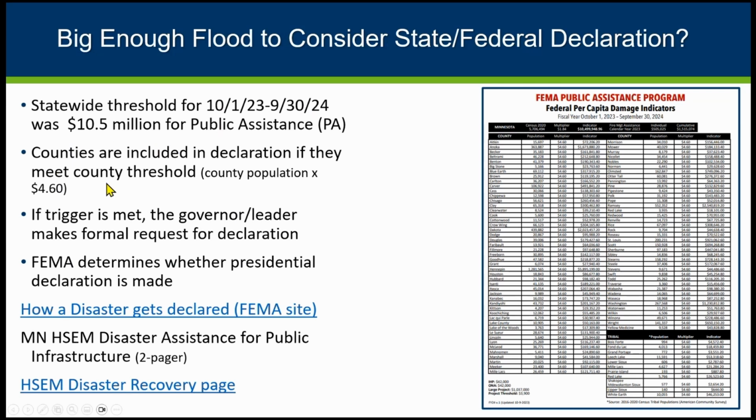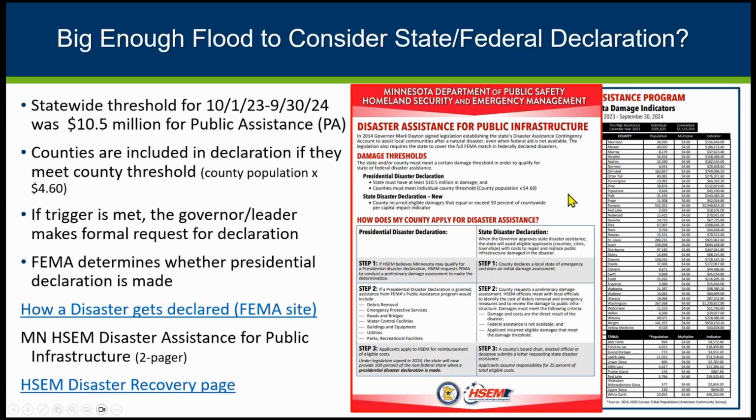And then which counties get included, they've got minimum amounts of damage that need to be shown. And it's based on a per capita estimate there. Homeland Security Emergency Management had this 2-page info sheet on their website. I wasn't finding the link there recently, but I'm sure if we get into a disaster period that they'll put up the most recent version of what they've got.